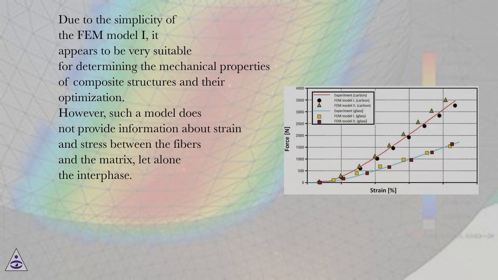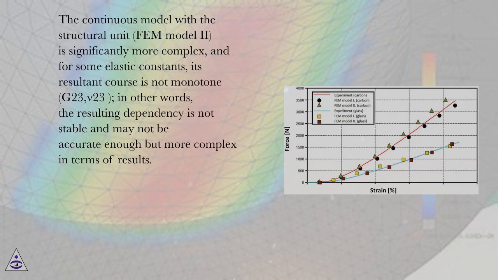However, such a model does not provide information about strain and stress between the fibers in the matrix, let alone the interphase. The continuous model with the structural unit, FEM model 2, is significantly more complex, and for some elastic constants, G23 and nu 23, its resultant course is not monotone. In other words, the resulting dependency is not stable and may not be accurate enough, but is more complex in terms of results.